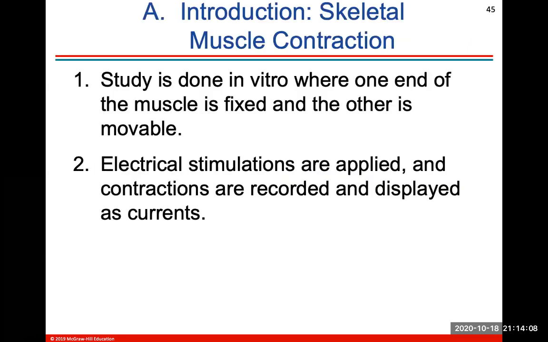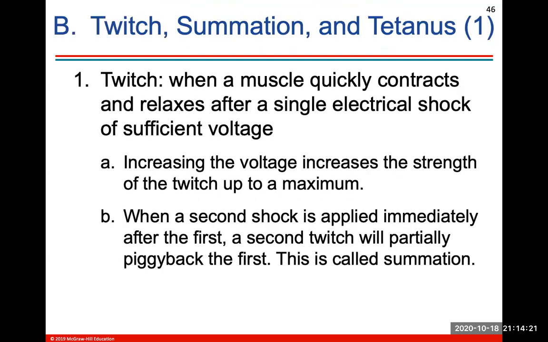So in terms of skeletal muscle contraction, we can do a study done in a lab where one end of the muscle is fixed and the other is movable. Electrical stimulations are applied and the contractions are recorded and displayed as curves. A twitch is when a muscle quickly contracts and relaxes after a single electrical shock, and increasing the voltage increases the strength of a twitch up to a maximum.